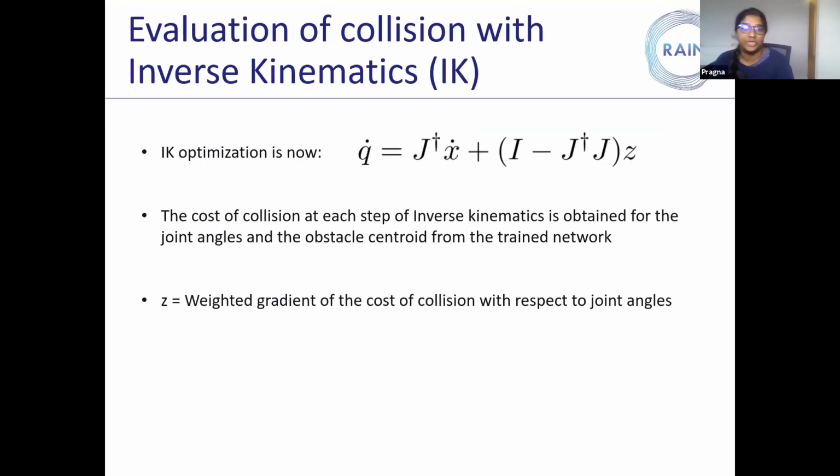So what we do now, we have this IK optimization. Z is the weighted gradient of the cost of collision with respect to the joint angles. At each step of the IK, we get the joint angles, and then we compute the gradient of the cost of collision with those joint angles, and then we get this Z. We do this optimization using this equation to get the next step of the IK.